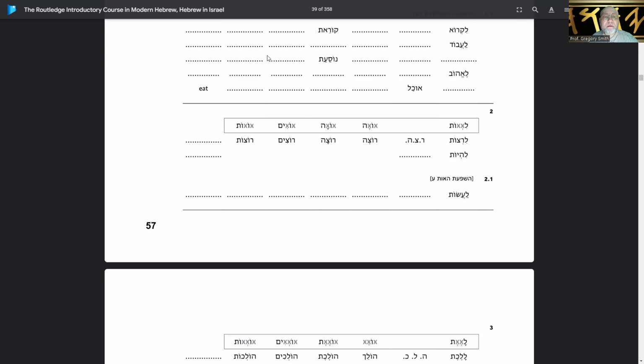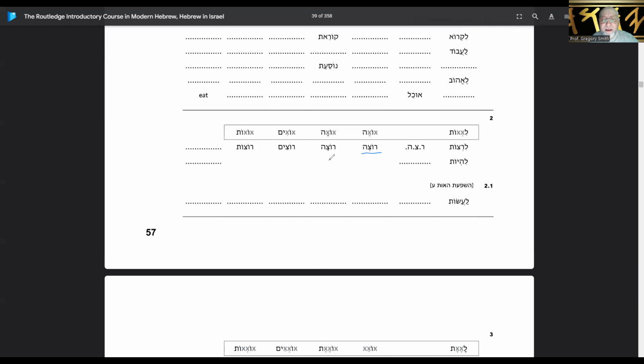So this would be like hu rotze, he wants; hi rotza, she wants. Hem rotzim, they want. Hen rotzot would be they, all strictly females. And this would be to want.